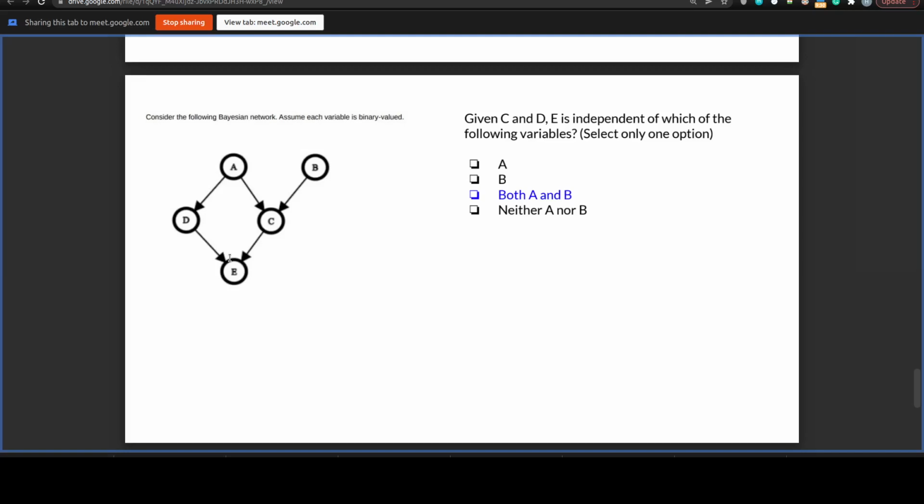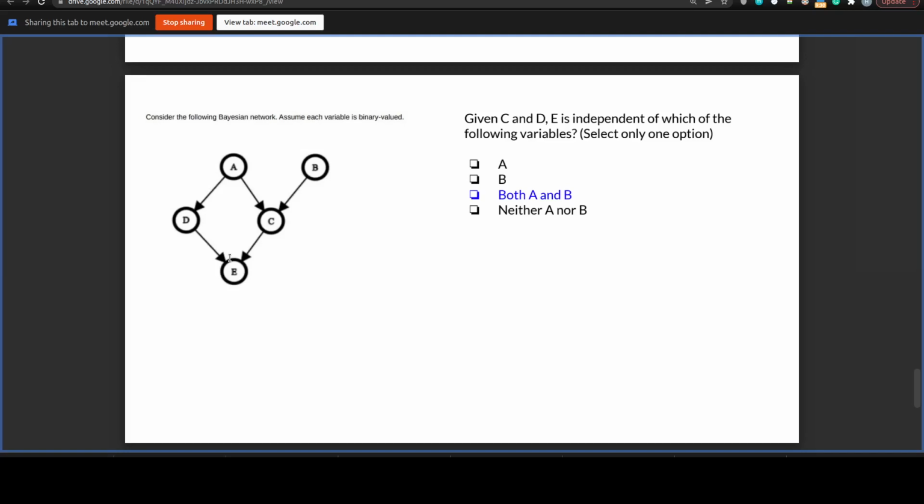Which of the following statements is true? A Bayesian network can be used to find the number of satisfying assignments for any Boolean formula. What you can do is make a tree of this and then try to find this in Bayesian inference.